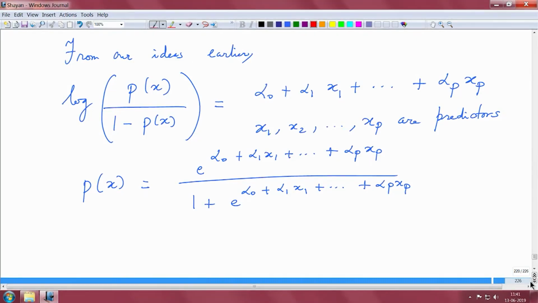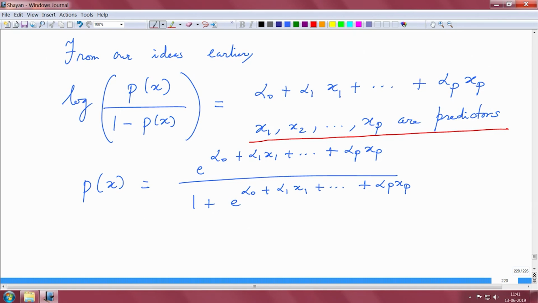Now, let us see how we can formulate this model. From our ideas discussed earlier, we said the log of p(x) upon 1 minus p(x) was a linear function, which is alpha naught plus alpha 1 x. This idea can now be extended for x1 through xp being the prediction variables, and we say that log of p(x) upon 1 minus p(x) is alpha naught plus alpha 1 x1 plus dot dot dot till alpha p xp.